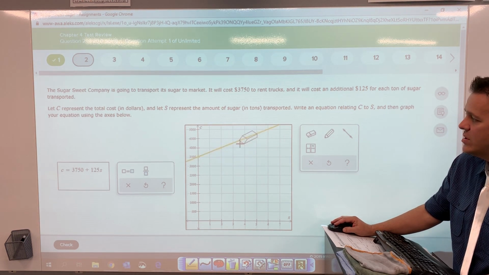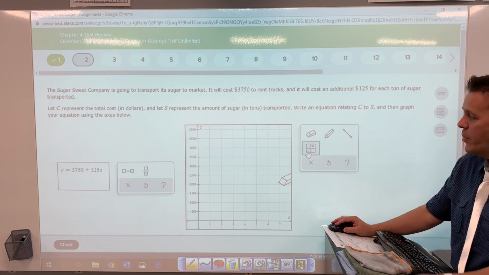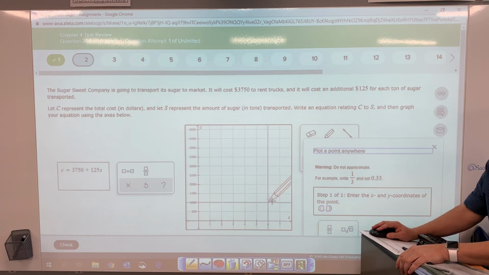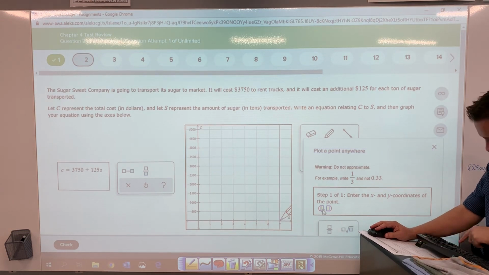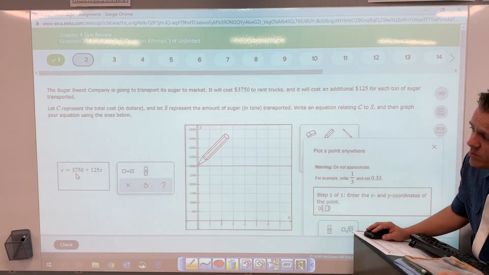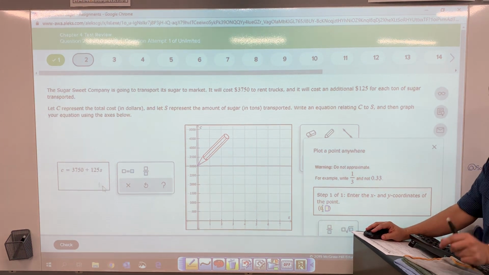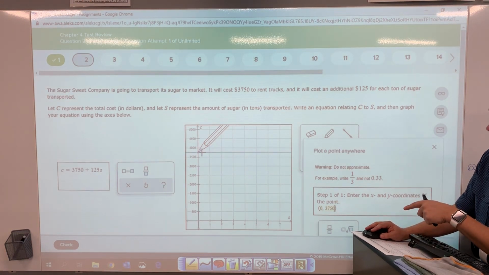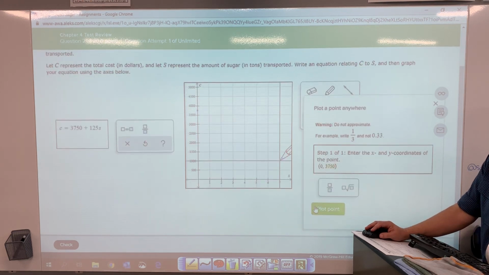So what you have to do is understand that you need to create a point. You click on this box right here. Then on my first box, if I have 0 as my x value, my next value is going to be what? If that's 0, then I'm left with only 3,750. So my y value is 3,750. And then you can see it creates a little point right there, and I scroll down and hit plot point.